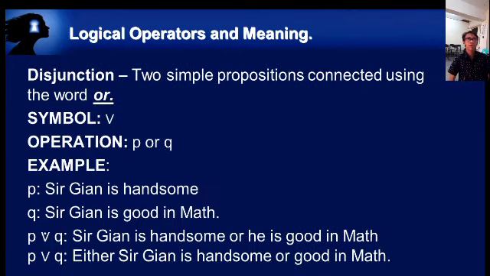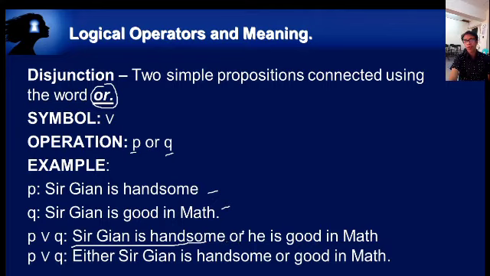Next, when we say disjunction, two simple propositions connected using what? The word or. So ang disjunction naman class, or naman ang ginagamit. So parang letter V siya as you can see on your screen. So the symbol was letter V, yung mukhang B. So if you want to operate this into statements, that is P or Q. Now, the example is Sir Gian is handsome and Sir Gian is good in math. So P disjunction Q, Sir Gian is handsome or he is good in math.